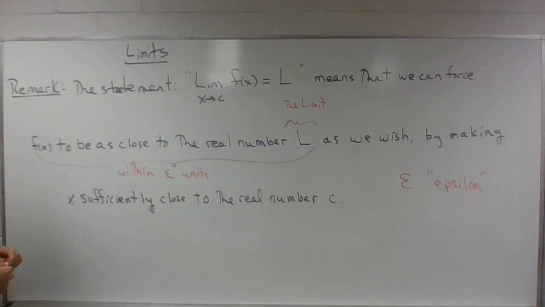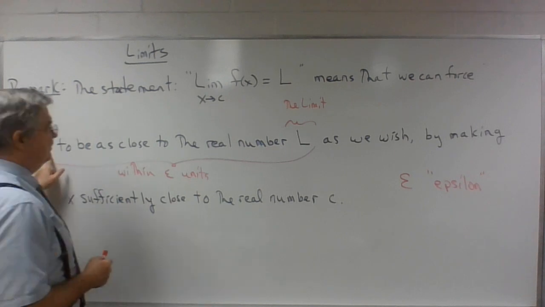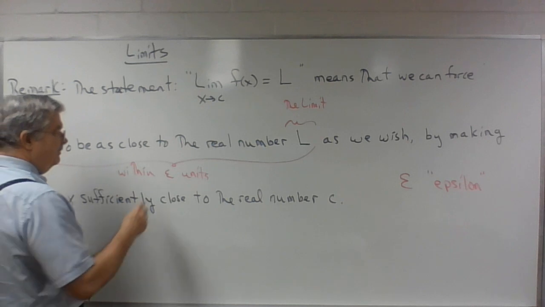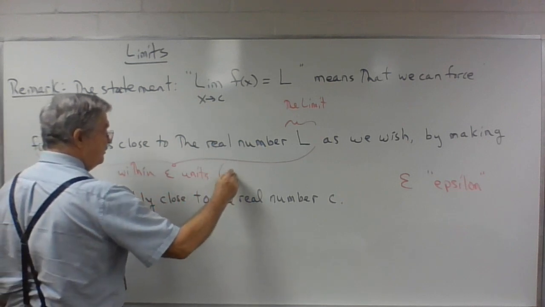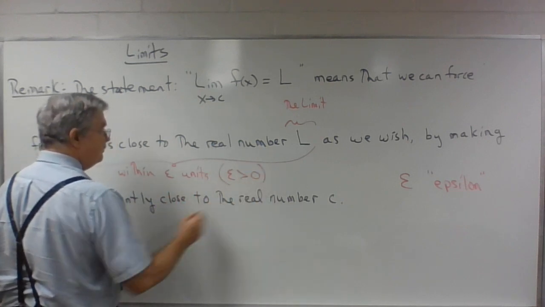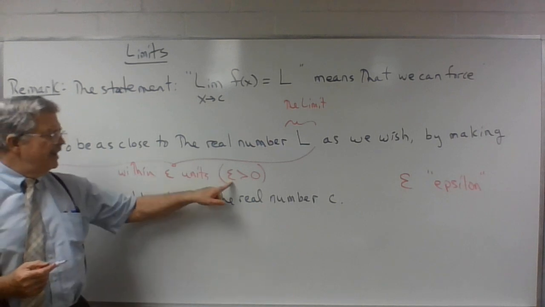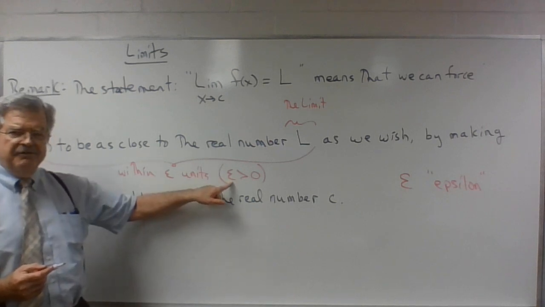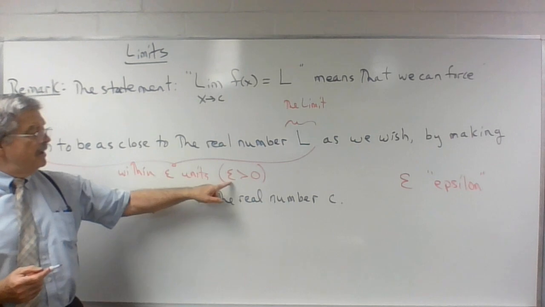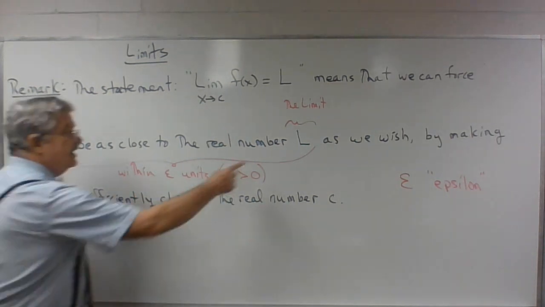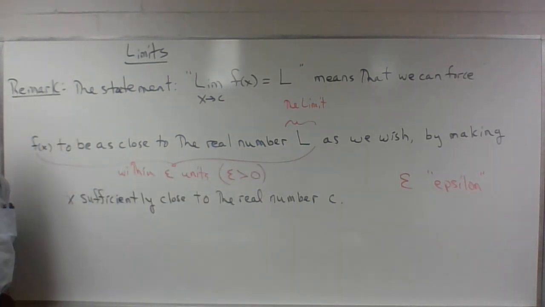So we can make f of x within epsilon units of L. And by the way, this real number epsilon is understood to be greater than 0. And it's also understood that epsilon is going to be a very small positive number. If epsilon were a large positive number, and f of x and L were within epsilon units of one another, that wouldn't mean very much.